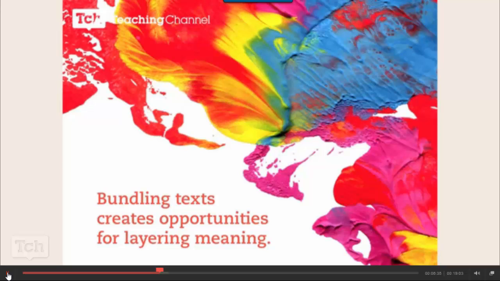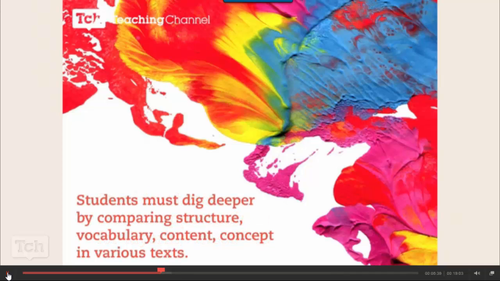In those contexts, what you're doing is you're getting students to look at the relationship between these texts, and when they have to compare these texts, either in terms of structure, in terms of vocabulary, in terms of content, in terms of concept, they're going to have to start to dig deeper, and they're going to have to start to look at some of the complex ways in which these texts work. So that's a third way for us to think about bringing text complexity into the classroom.